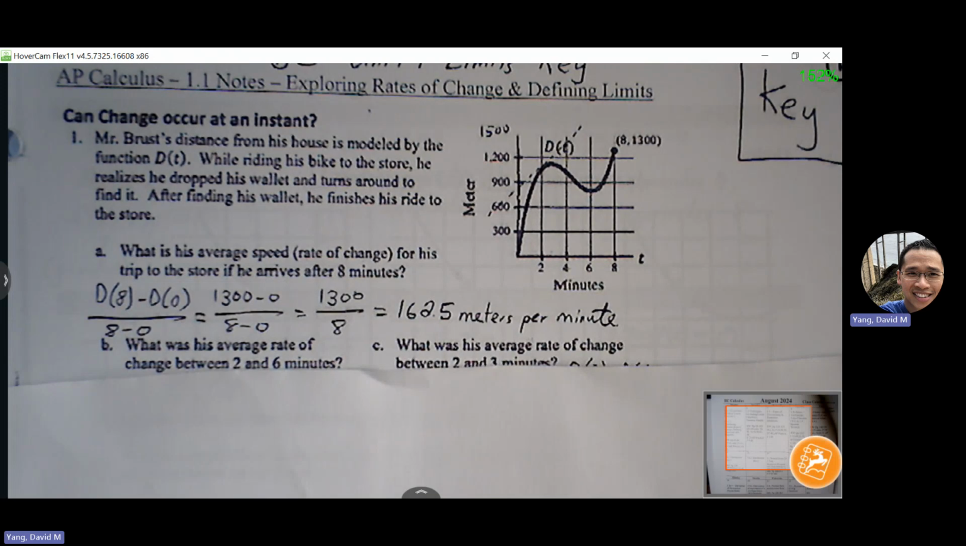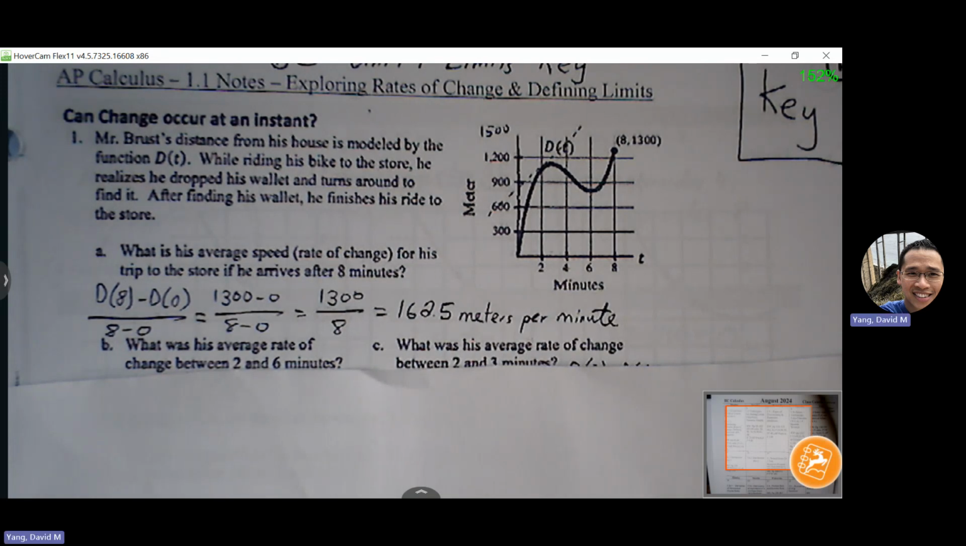Okay, so we know that 0 minutes in, he's going to be 0 meters away from his house. He's going to be at his house. But then 8 minutes in, he's going to be 1,300 meters away from his house. So we know that he's going to cover 1,300 meters over an 8-minute period. So we divide that, we get 162.5 meters per minute. Okay, try part B and C.